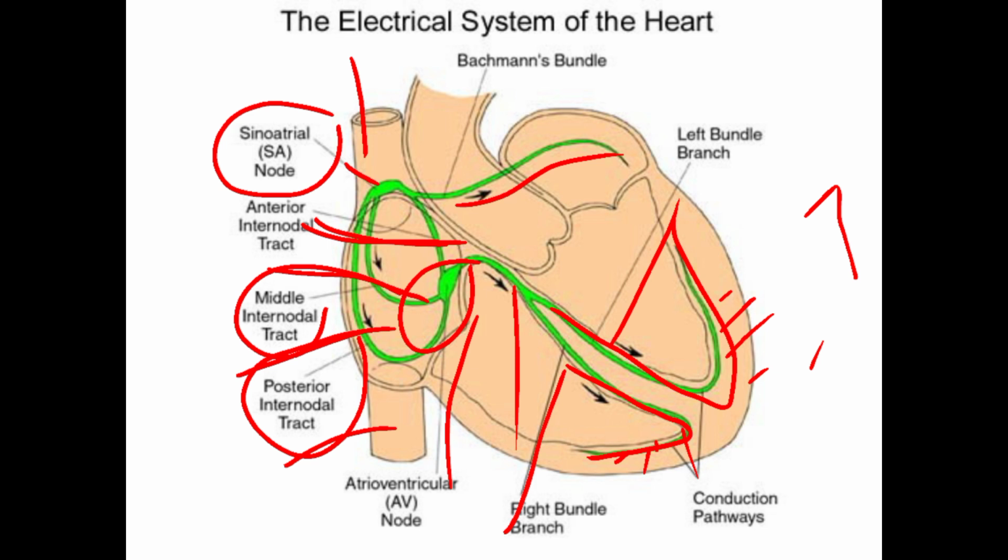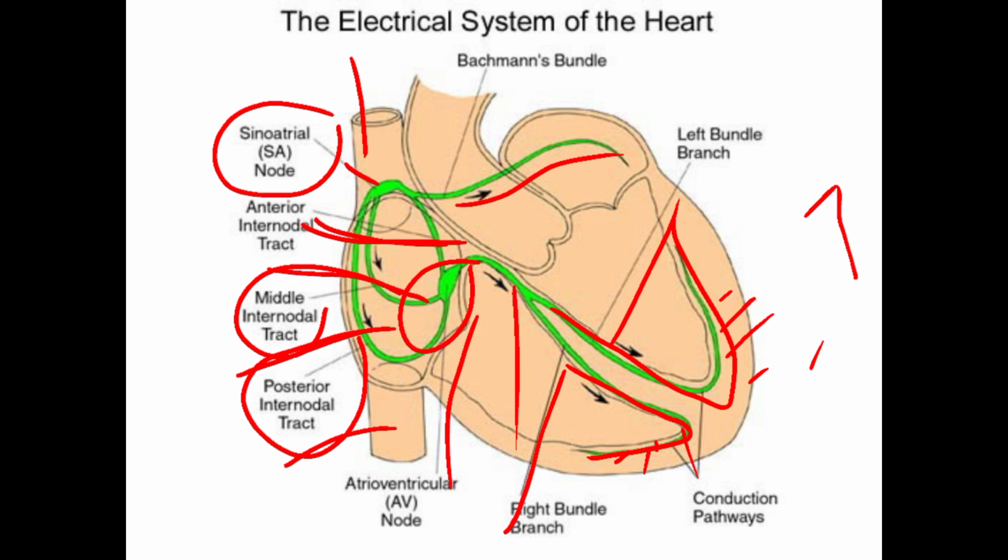These Purkinje fibers run deep in the ventricular muscle fibers, so they carry the impulses to the deeper part of the ventricle. Whatever impulses are generated go to the different parts of the heart, right? They go to the atrium and the ventricular part.